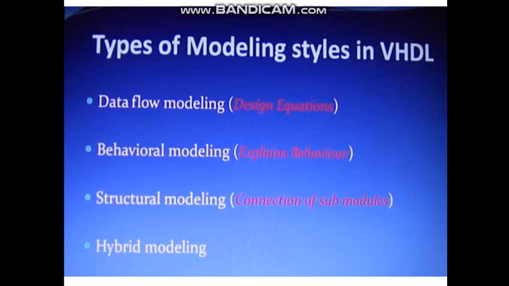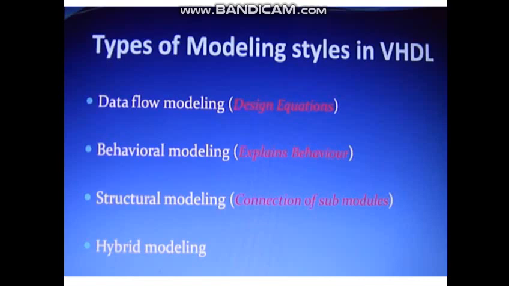In the architecture, we are trying to write the behavior, to write the operation, or the relation between the input and output. There are different ways to write it, and on the basis of the way of writing it, there are different types of modeling. Actually, there are four types of modeling.